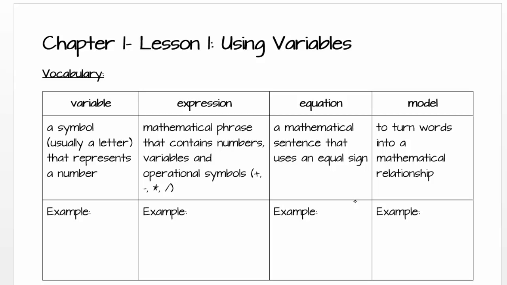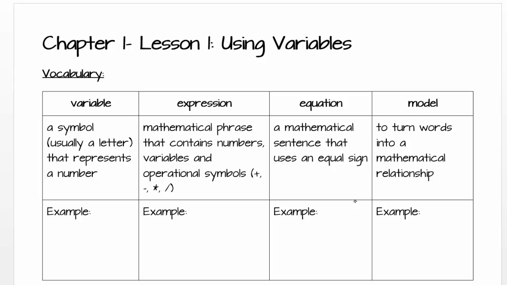This is Chapter 1, Lesson 1, about using variables. In this section, there's 4 vocab words that you need to know: variable, expression, equation, and model. A variable is a symbol, usually a letter that represents a number. An expression is a mathematical phrase that contains numbers, variables, and operational symbols. While an equation is a mathematical sentence that uses an equal sign.